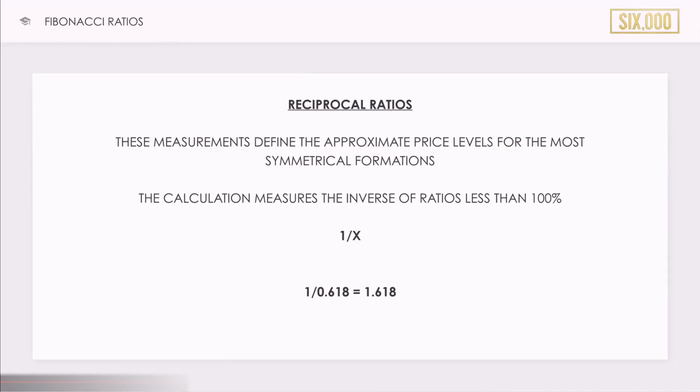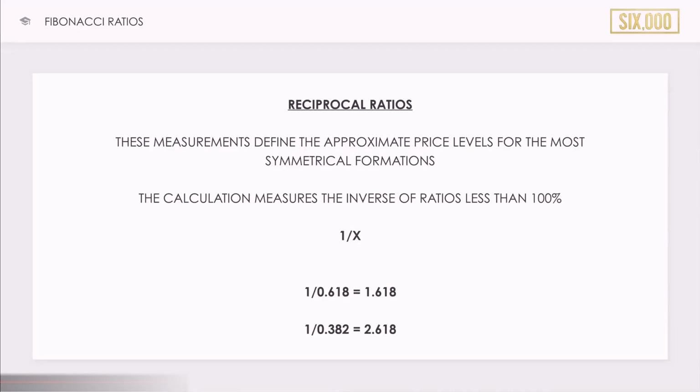So if we divide 1 by 0.618, this gives us 1.618. 1 divided by 0.382 gives us 2.618. So when we have a 0.618 retracement, let's say for a C point in a bullish Bat, we can then expect the D point to be 1.618.